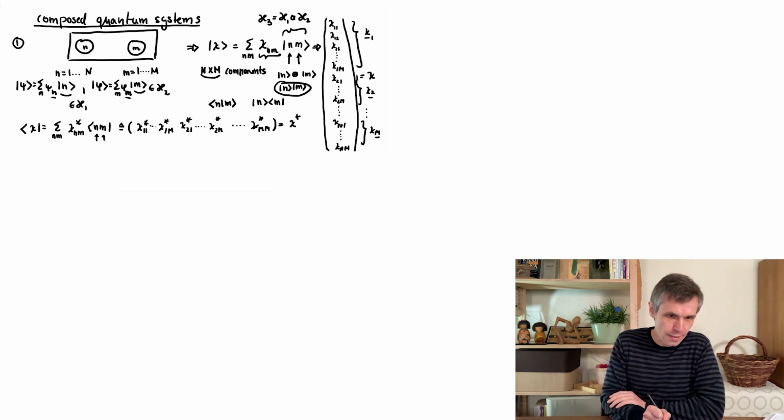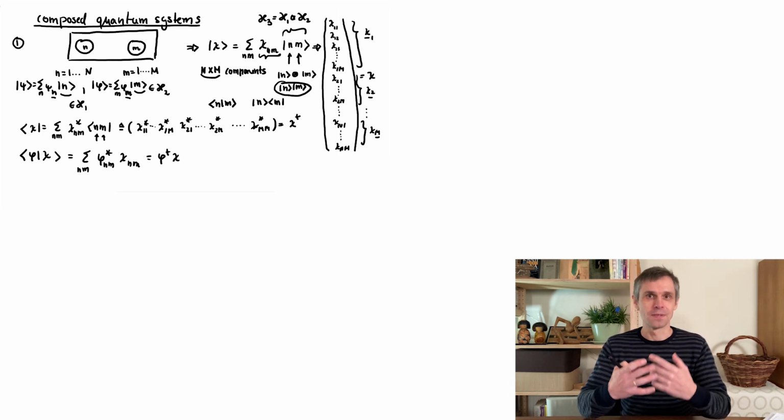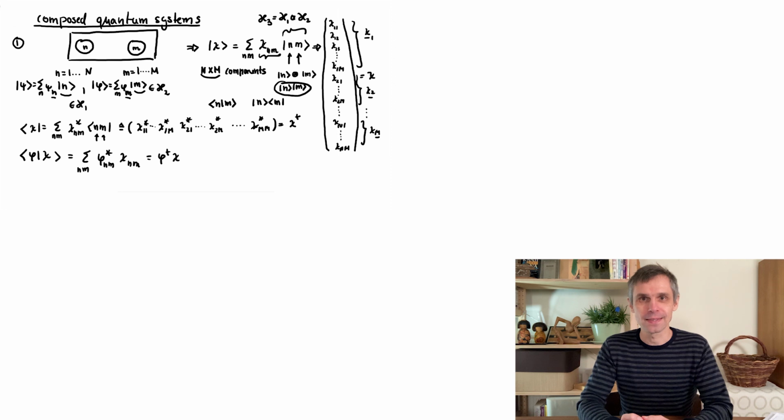So if we have two states, maybe a state phi with similar components in here, then phi times chi, the scalar product, would simply be the sum over n and m, phi_nm complex conjugate, chi_nm. And this you can again write also as phi dagger times chi. So this covers all that we need to say about the states at the moment. This is the complete definition.